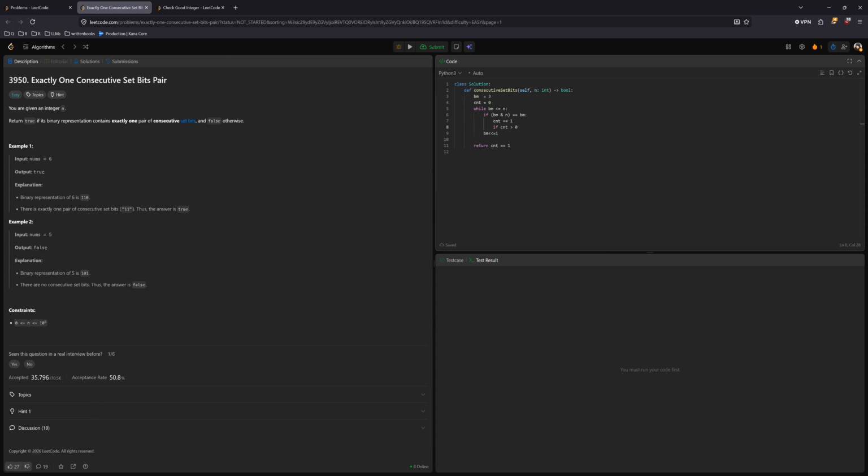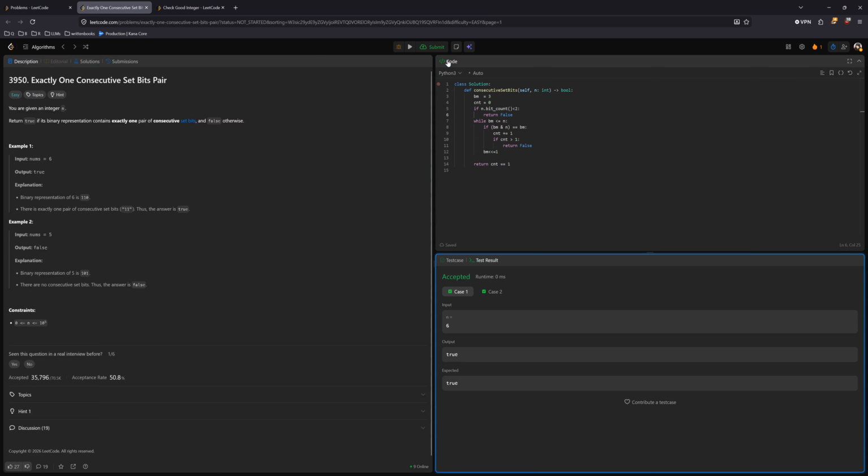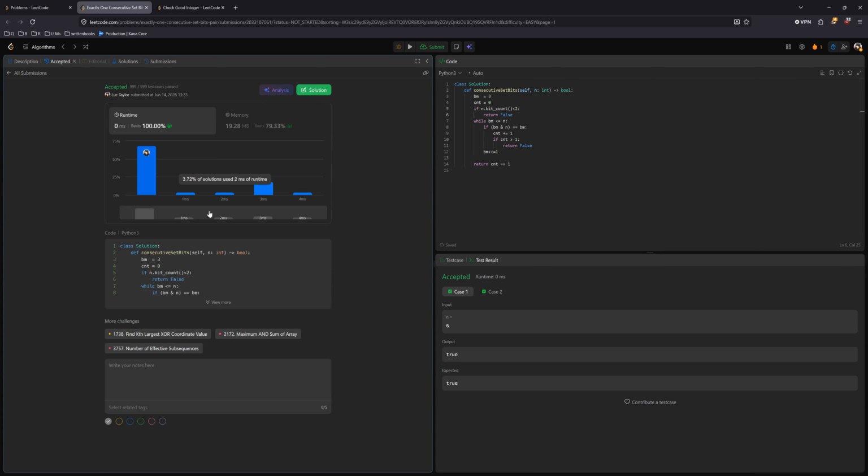If CNT is greater than 0, then, no. If CNT is greater than 1, then we can immediately return false. I don't know, there might be a more efficient way to do that. So if n dot bit count is less than 2, then continue. Not continue. What the hell am I talking about? Return false. I don't think any of these optimizations were necessary or helpful.